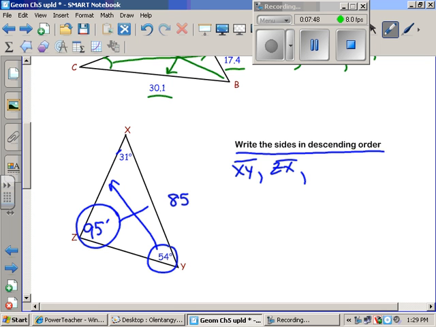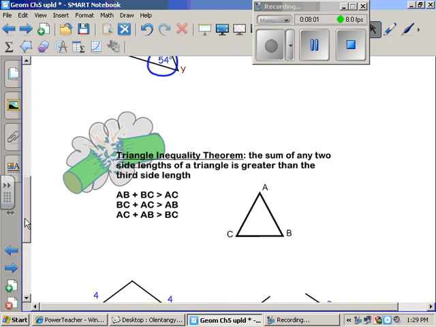And the smallest angle is here, so the smallest side is ZY. Smallest sides are across from the smallest angles, across from the smallest side. Okay?